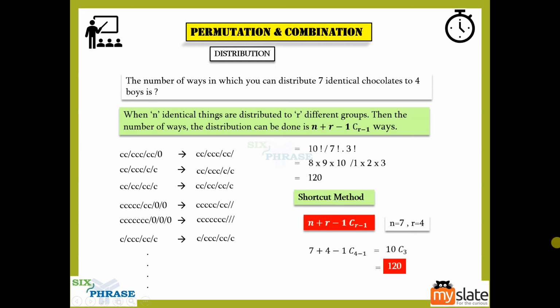So I want you to follow the shortcut method, but just understand why we apply this method, the reason behind it. The reason is this. For identical things, it is n plus r minus 1 C r minus 1. When it is different things, if you have to distribute different things, it is r power n.